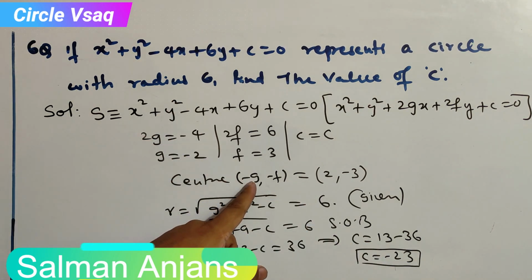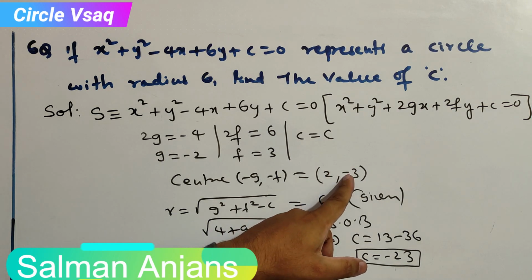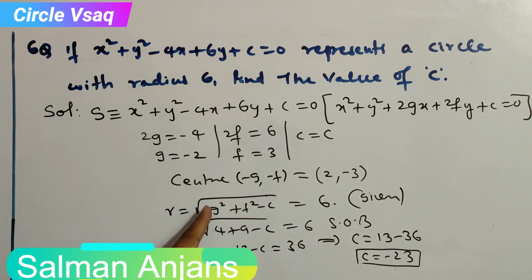Center of the given circle minus g minus f is 2 comma minus 3, radius is 6 given, and formula of radius is root over g square plus f square minus c. g means 2 2s are 4, f means 3 3s are 9, f square is 9, minus c equals 6. A root is there, squaring on both sides, 4 plus 9, 13 minus c, 6 square is 36. Now make c the subject, c equals 13 minus 36 is minus 23. Got it? Write down.